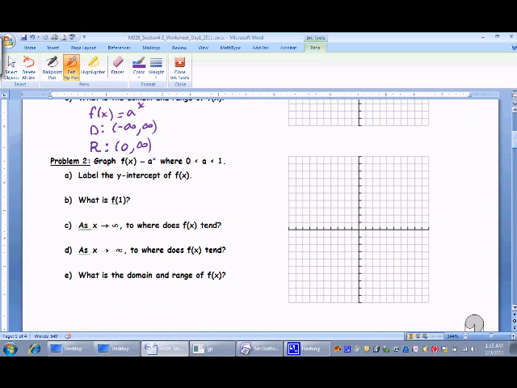Problem 2 is very similar. I'm going to graph f of x equals a to the x, but now I'm going to say that a is some number between 0 and 1. It'll change things a little bit, but the same sort of techniques are going to be used.